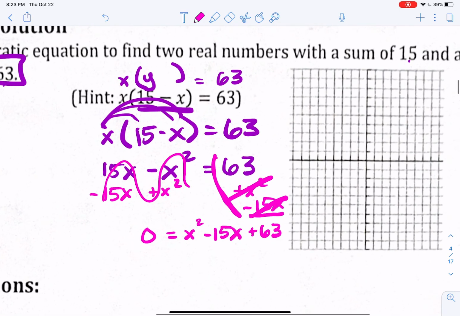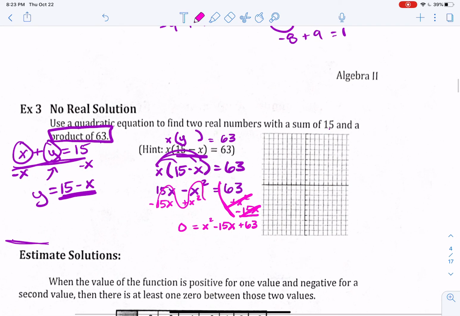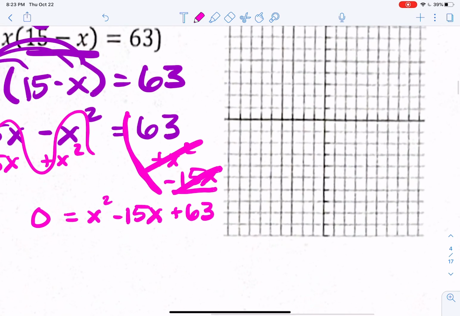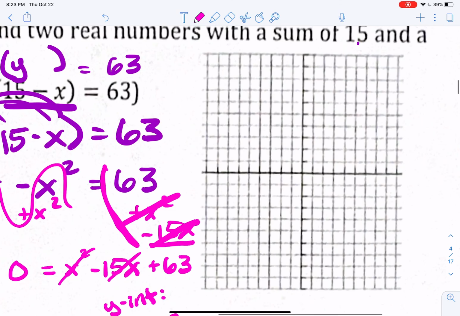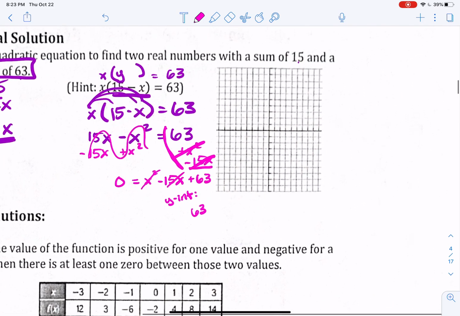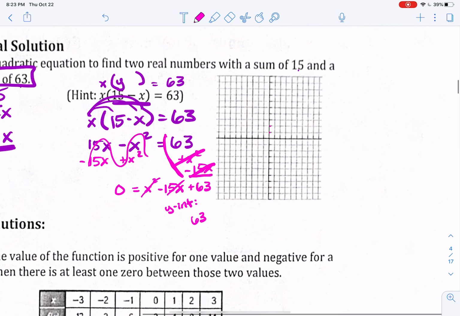We're almost done with this because I'm not going to spend too much time. We're not going to find the vertex or anything like that on this one because I'm just going to show you how this works. Let's do the y-intercept, though. If I plug 0 in for x, that knocks these two terms out, so the y-intercept is 63. It's all the way up here at 63. I'm going to go by 10s: 10, 20, 30, 40, 50, 60. This would be 70. So 63 is about right there.